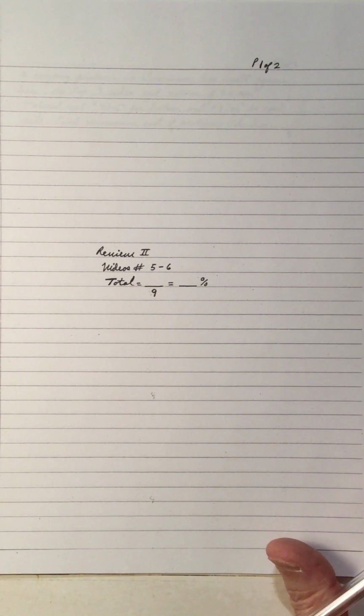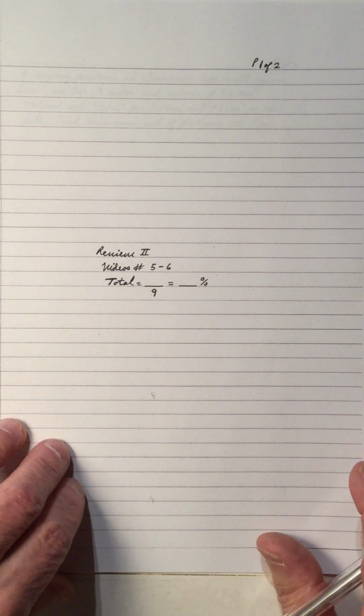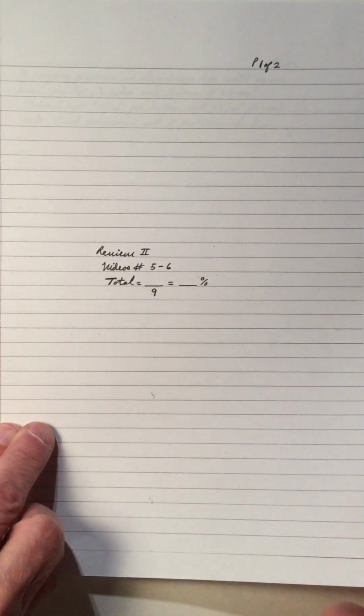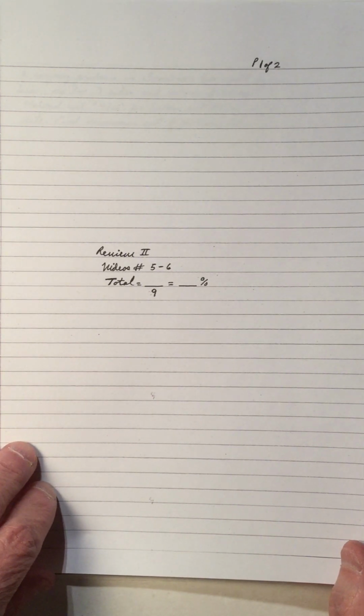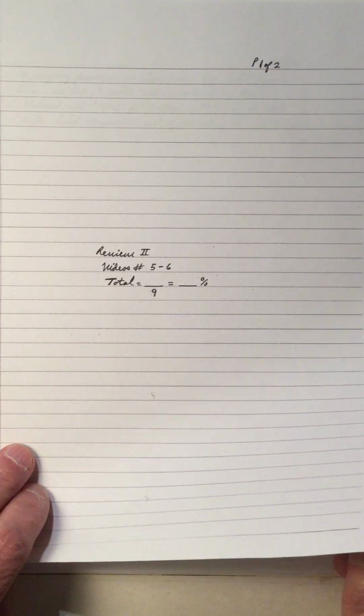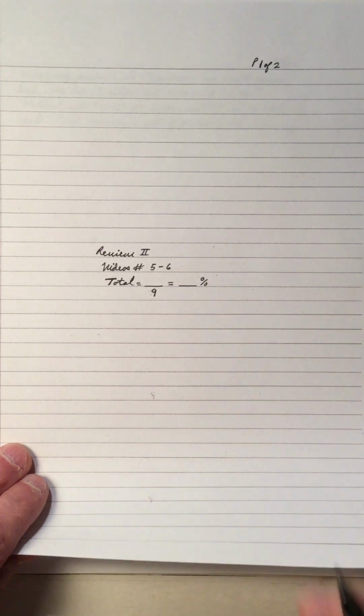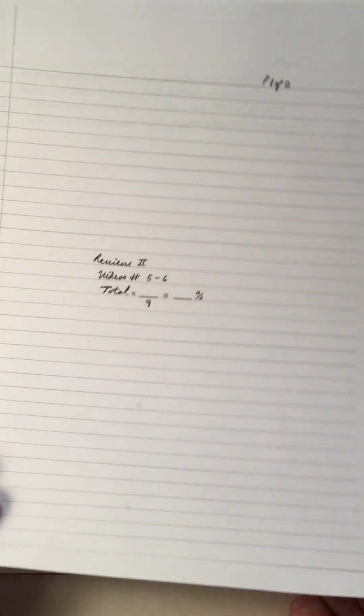Hi, welcome to my video on review 2 of the maximum minimum word problems, and this review is on videos 5 and 6, which is minimum problems. And again, this one is marked out of 9, so you can give yourself a score of 9 to see how well you're going to do.